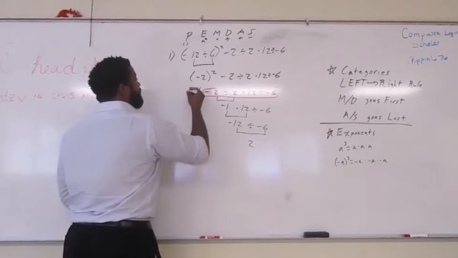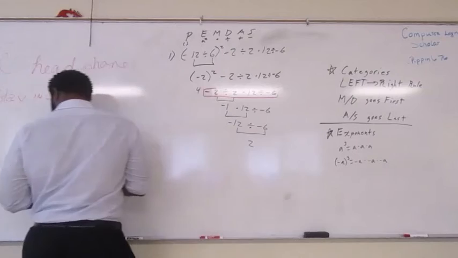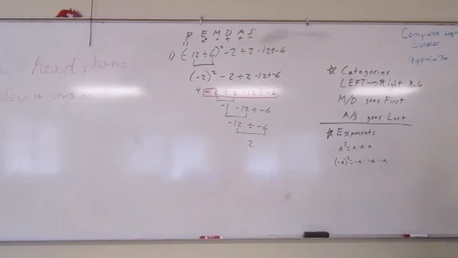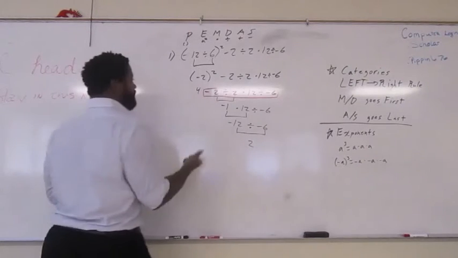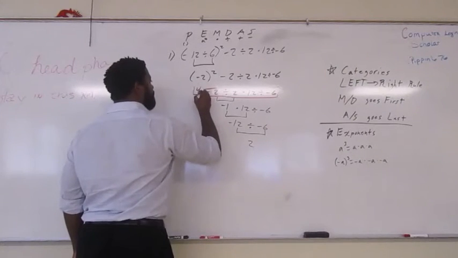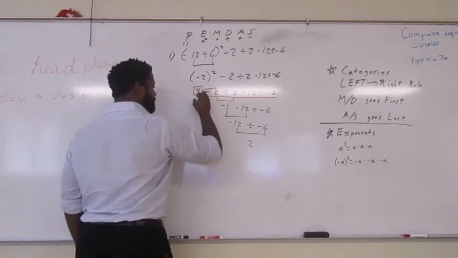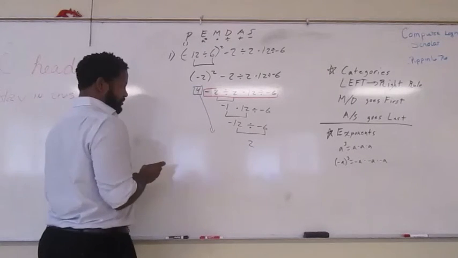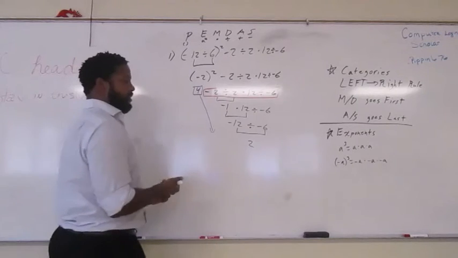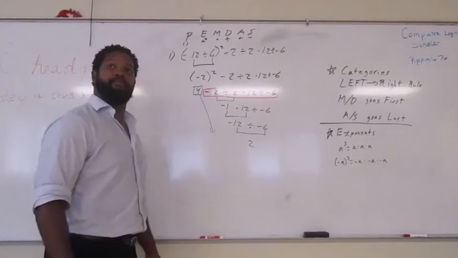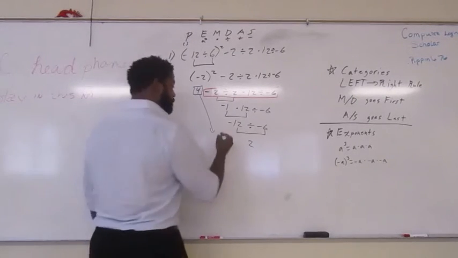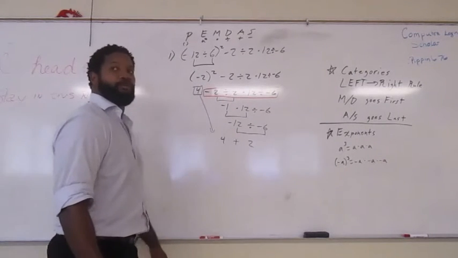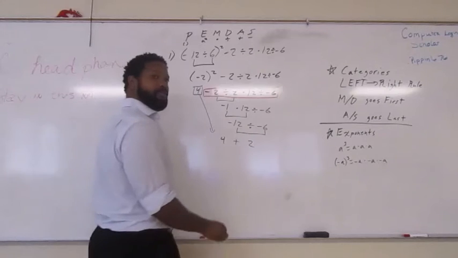this 4 right here comes down. Okay? So what kind of 2 is that, Gabe? It's a positive. There you go. So we have 4 plus 2. What's 4 plus 2? 6.